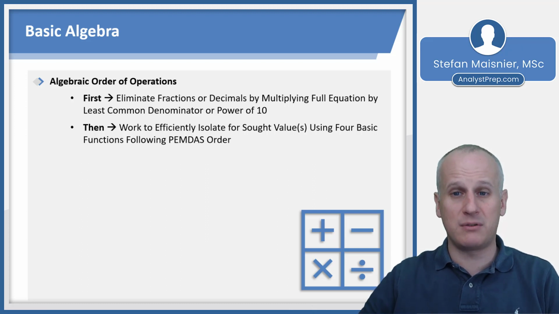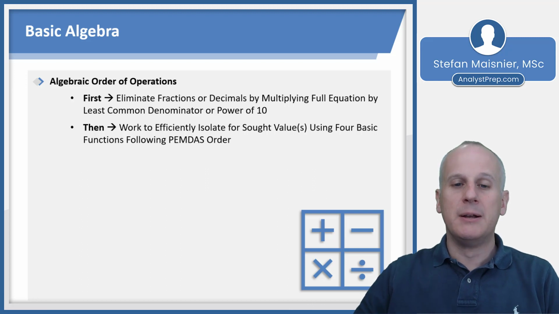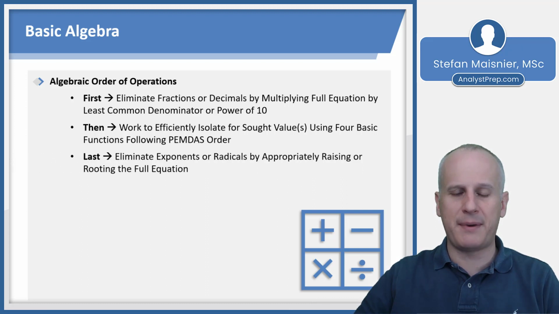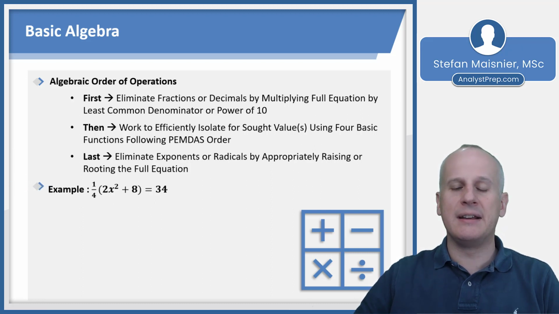parentheses, exponents or radicals, multiplication, division, addition, subtraction, where multiplication and division are equivalent on that order level, and you just go left to right, as are addition and subtraction, because they are just opposite operations mathematically. And last, you're going to eliminate exponents or radicals by raising or rooting the full equation as necessary. And we've got an example here that we're going to execute these steps with.